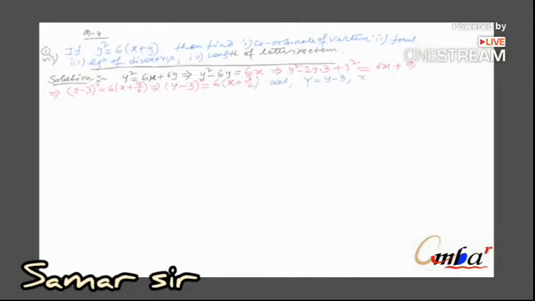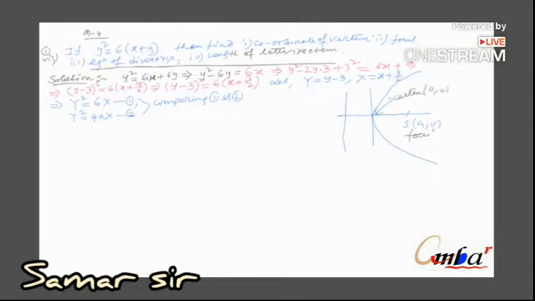Let us assume capital X equals x plus 3 by 2 and capital Y equals y minus 3. Put here, then Y square equals 6X, compared with the equation y square equals 4ax. So draw this curve. And we can write here 4a equals 6. So the length of latus rectum is 6 here, and focus is a comma 0, and vertex is 0, 0. And the equation of directrix is X plus a equals 0. So a equals 3 by 2 here. Length of latus rectum, that is 4a, is 6 units.